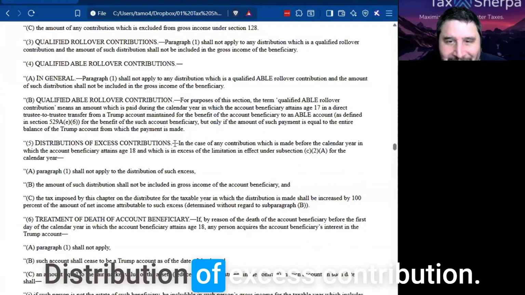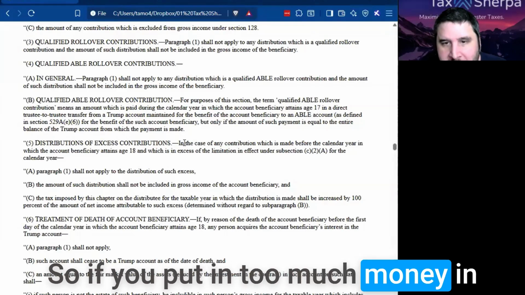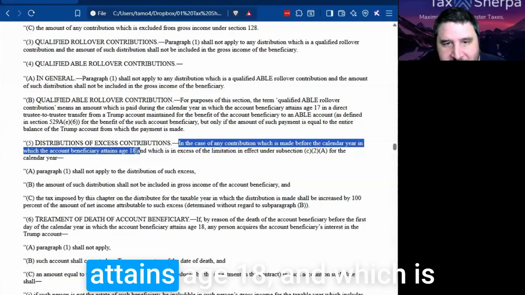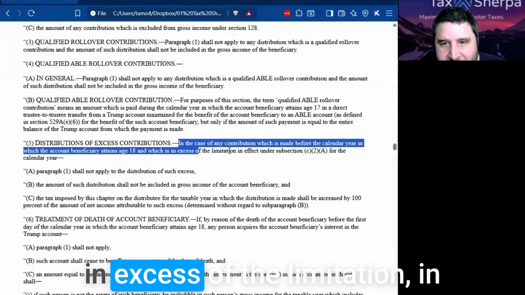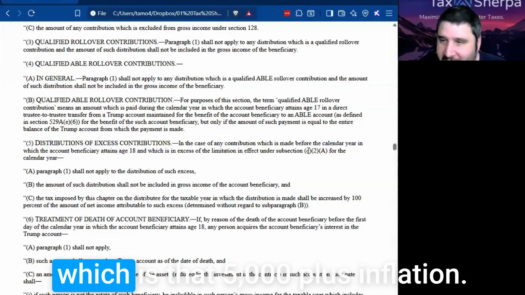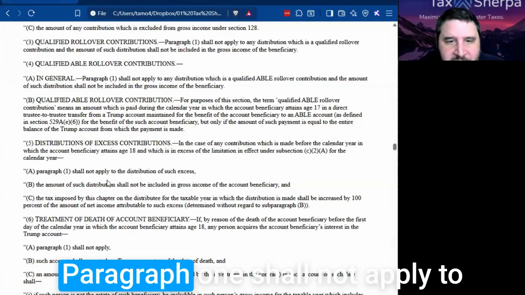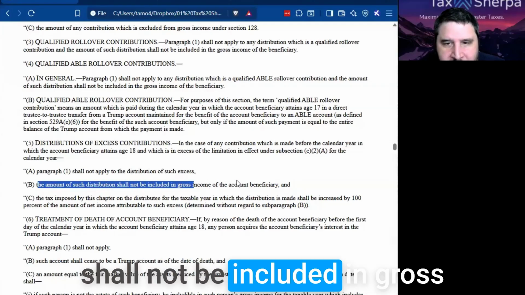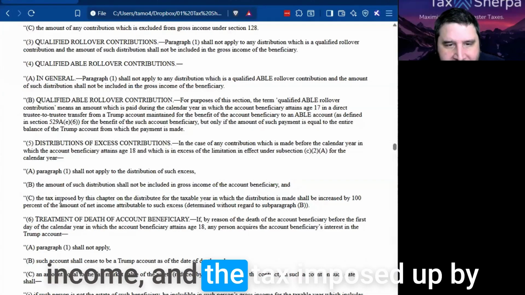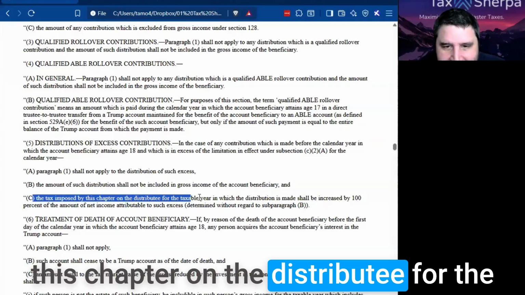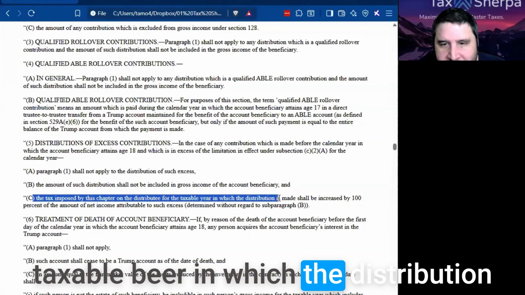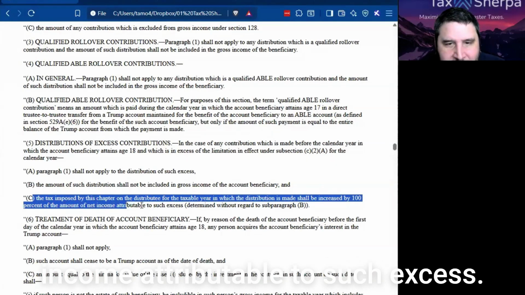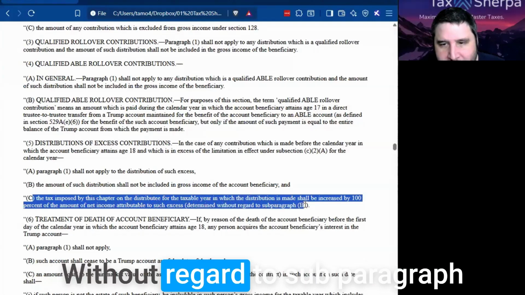529(a)(e)(6), okay, distribution of excess contribution. So if you put in too much money, in the case of any contribution which is made before the calendar year in which the account beneficiary attains age 18, and which is in excess of the limitation in effect under Section (c)(2)(A), which is that $5,000 plus inflation, paragraph 1 shall not apply to the distribution of such excess. The amount of such distribution shall not be included in gross income, and the tax imposed by this chapter on the distributee for the taxable year in which the distribution is made shall be increased by 100% of the amount of the net income attributable to such excess, determined without regard to subparagraph B.